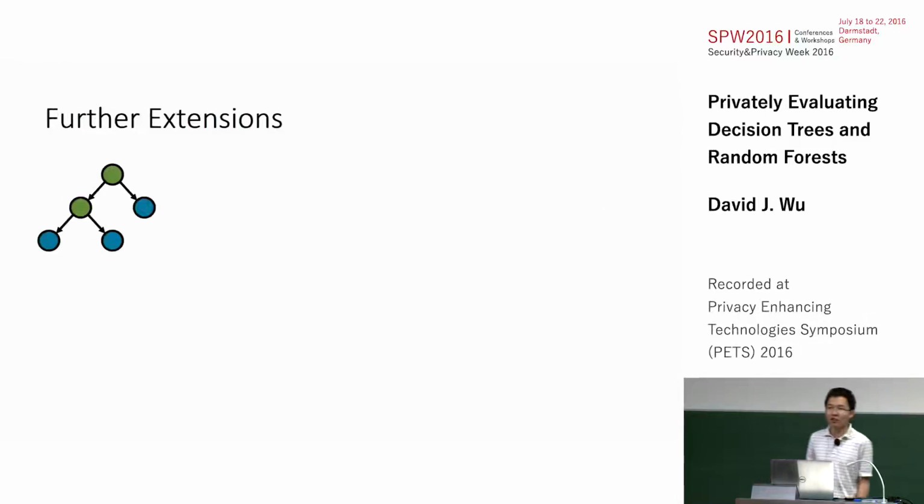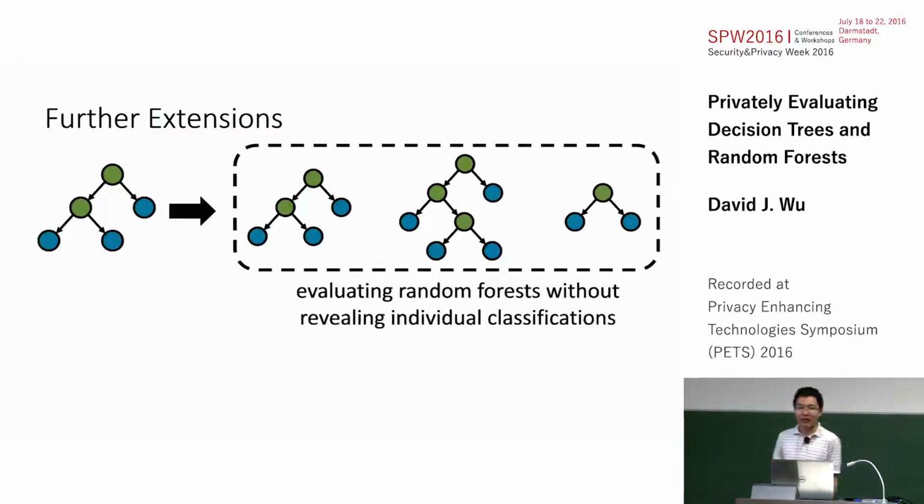In the full paper, we also describe several extensions, which in the interest of time I will not be able to get into. I'll just describe them for you here and refer you to the paper for further details. One extension is that instead of evaluating a single decision tree, we can actually evaluate a random forest, which is basically evaluating an ensemble of decision trees and then aggregating the results by taking a mean or a majority vote. In particular, we can show that with a simple extension of our protocol, we can evaluate the random forest without revealing individual classifications of the trees that comprise the forest.